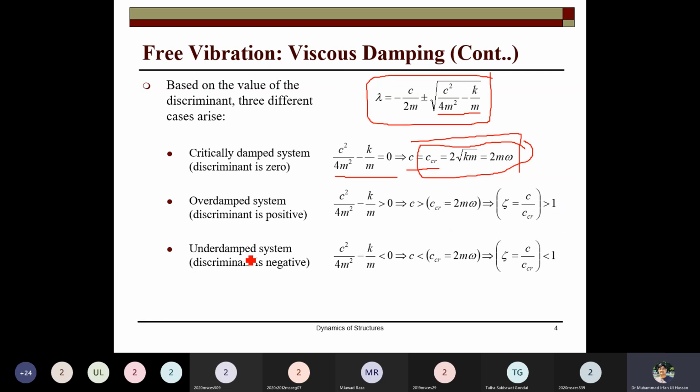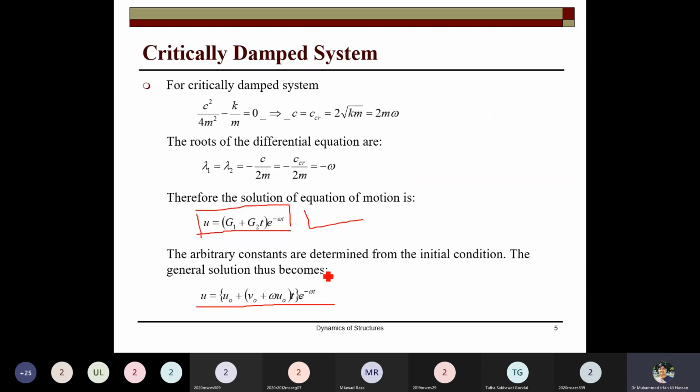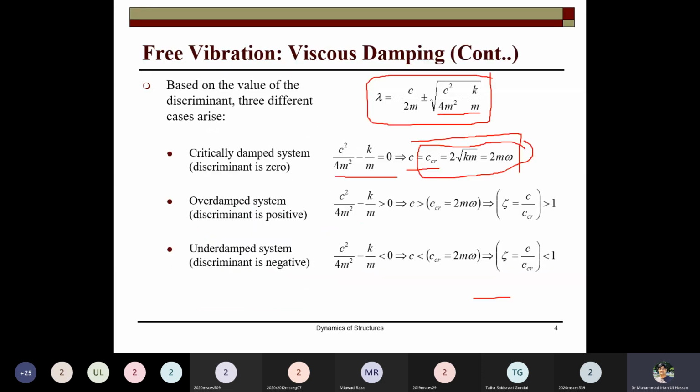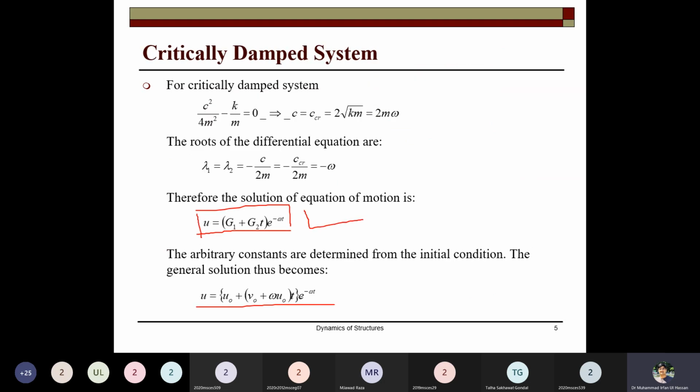And in case of the underdamped system, the ratio of C over CCR, or the value of zeta, will be less than 1. Most of the structures, you know, have a damping ratio less than 1. This is the vibration response, free vibration, under the effect of the damping. We can determine the values of the roots for all the damping cases. This is a general damping case scenario, and here we can put down the value to find out the roots.